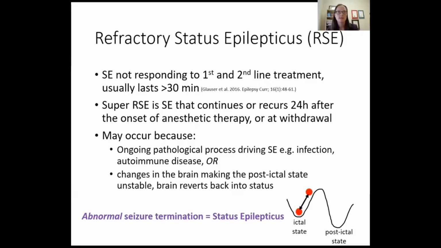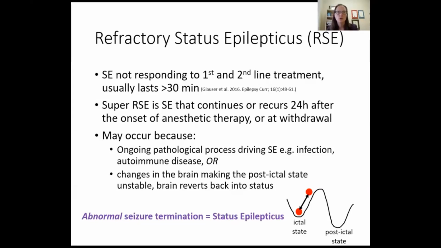Refractory status epilepticus is status epilepticus that does not respond to first and second line treatments, and usually the seizures last greater than 30 minutes. Super refractory status epilepticus are seizures that continue or recur 24 hours after the onset of anesthetic or continuous anti-seizure medication treatment, or that recur at the time of withdrawal of those treatments.